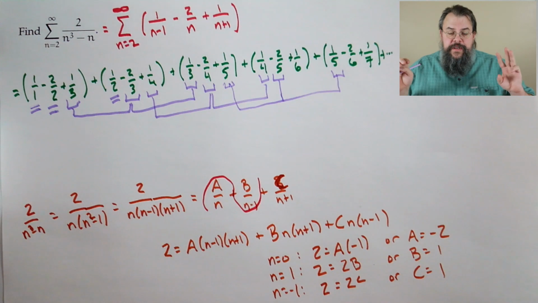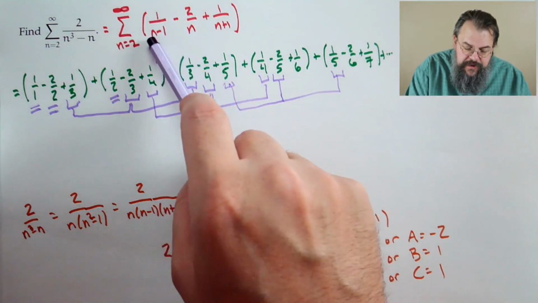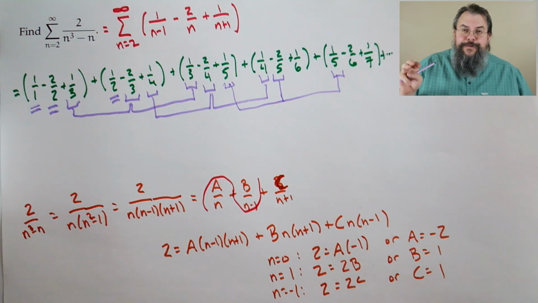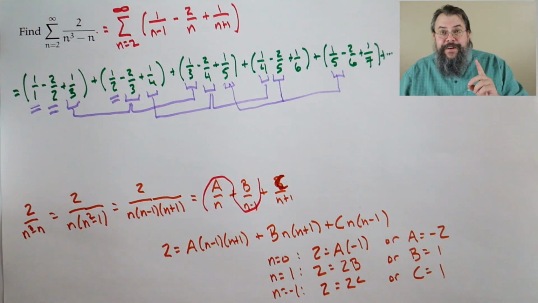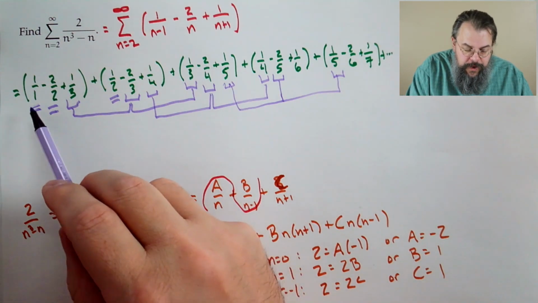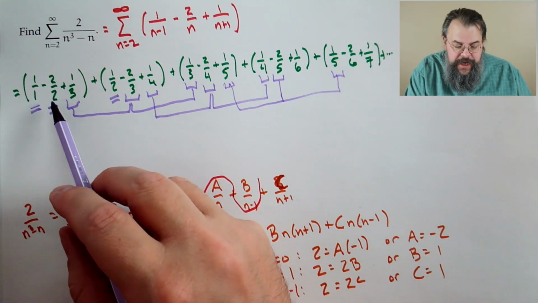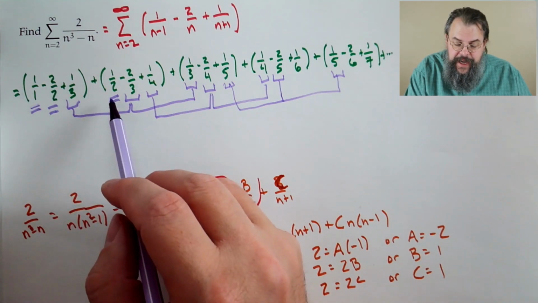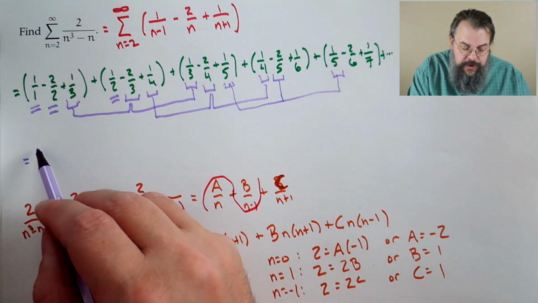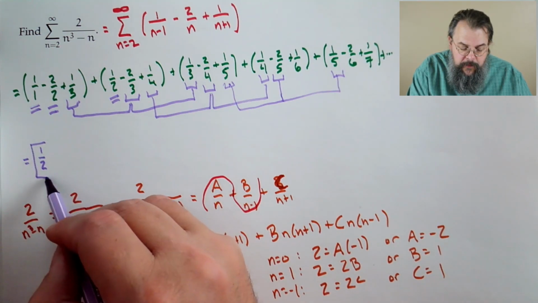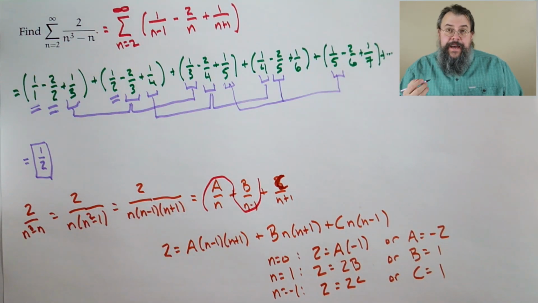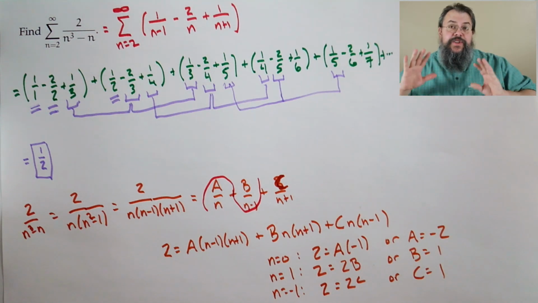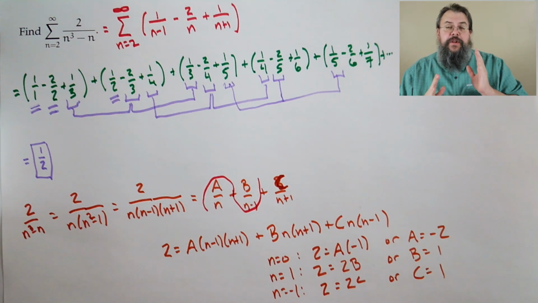What's happening to these 3 terms on the end? Well, notice what's happening to these pieces. They're going to 0, so we don't need to worry about them. So what's left? Well, we have 1 over 1, which is 1, minus 2 over 2, which is 1. So 1 minus 1 is 0. And then there's a half, which means we're left with 1/2. And that's the answer.